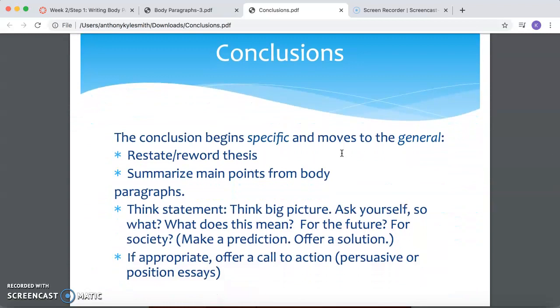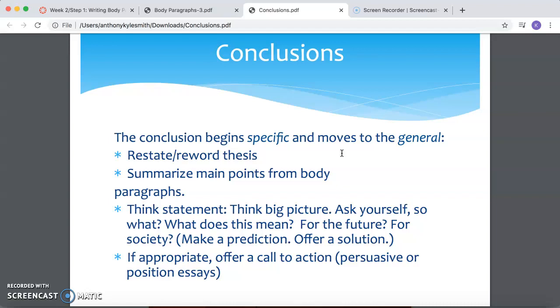Conclusions are kind of the opposite of that. So if you think of the introduction as kind of an upside down triangle, think of a conclusion as kind of a right side up triangle. You're going from something very specific to something very big. So a conclusion begins with restating your thesis.